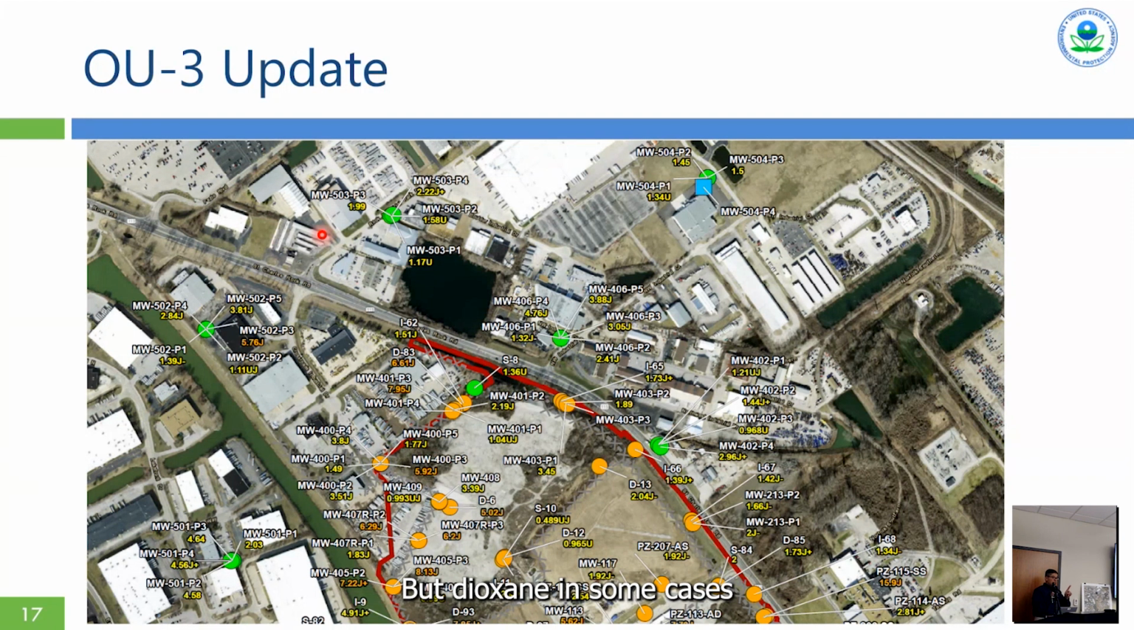The dioxane, in some cases, yes, for 1,4-dioxane. This is a radium figure. I figured there might be a greater level of interest, so we're showing, just not on the slides, but this, for example, is a 1,4-dioxane figure.